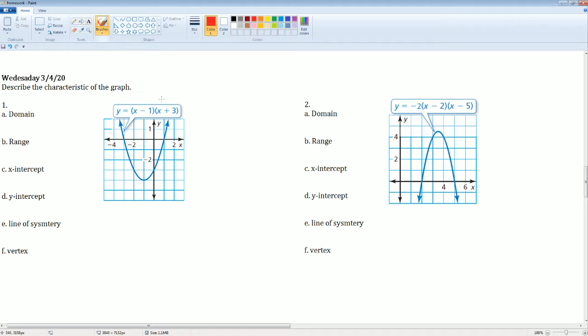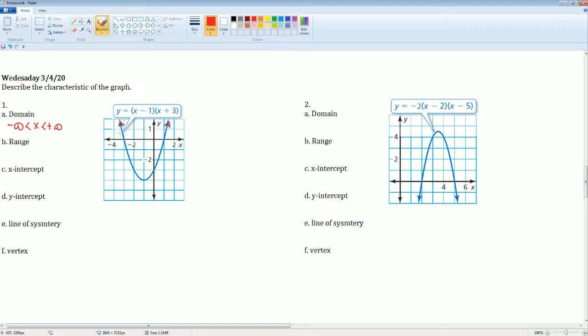I could write it many ways, but you see the arrows, it goes on forever. So we would say it goes from negative infinity for the x all the way to positive infinity, because the arrows say it goes on forever.